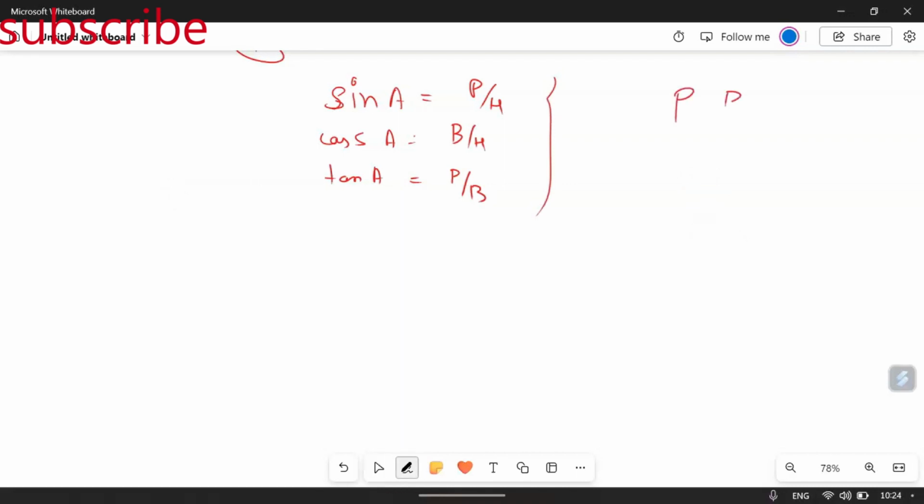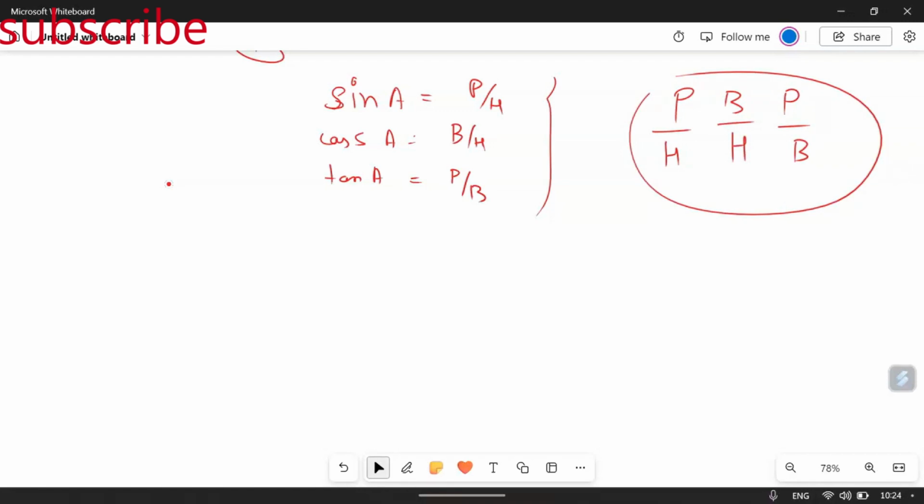Same for the trigonometric ratios, I'm giving you one trick. Sin A, cos A, tan A: we know these are perpendicular upon hypotenuse, base upon hypotenuse, and perpendicular upon base. As you do the questions, you will remember that. You can remember this trick: Pandit Badri Prasad upon Har Bhole. Pandit Badri Prasad upon Har Bhole. You can remember it by this. So we will end this video now.